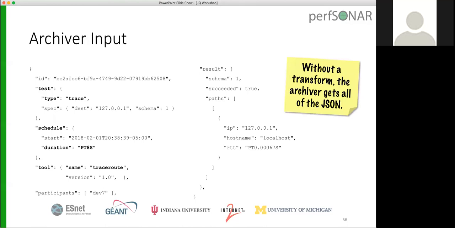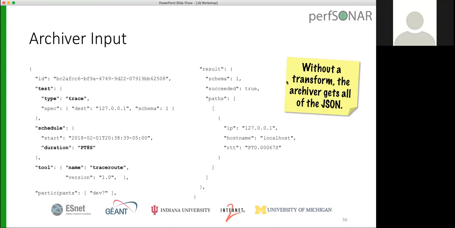I will apologize in advance if this is too small to read. I don't think it is. We did a test run with this the other week. But this big, huge blob of JSON that you see here is the input to the archiver. Now, if you're not doing a transform, if you're using, say, the syslog archiver, this big blob of JSON will be sent directly to syslog without any changes to it, which might be useful, might not in some cases.